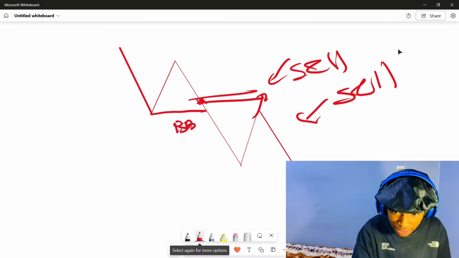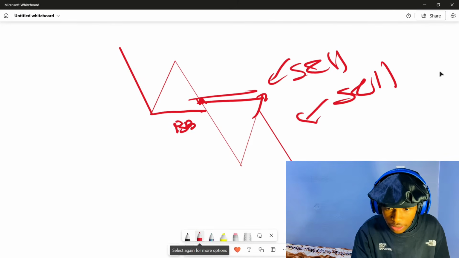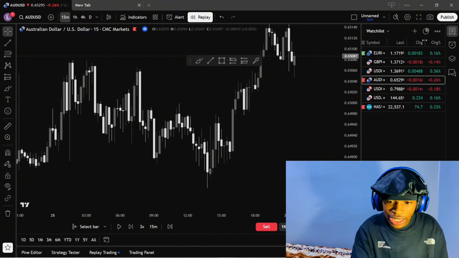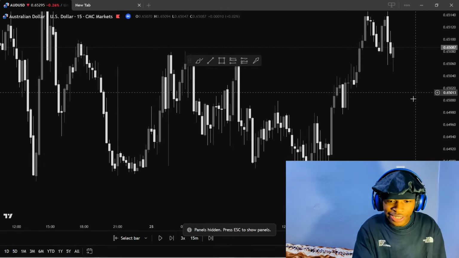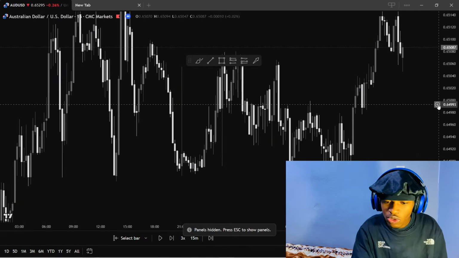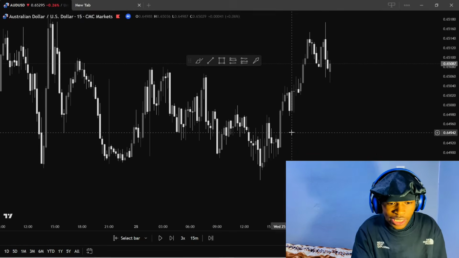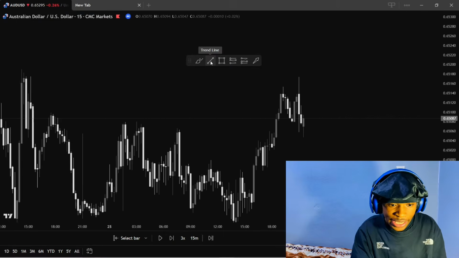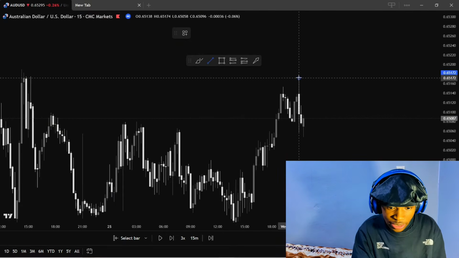Okay, let's view the price. We're going to try to clarify here to show you. You don't go against the trend. Okay, we're going to take this one. It's AUD USD. So let's say here, remember, draw a structure. This is your structure.